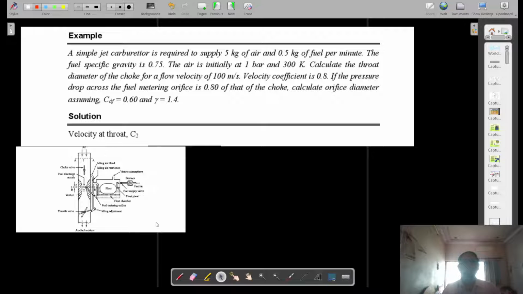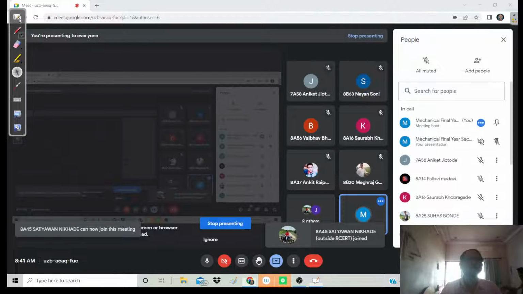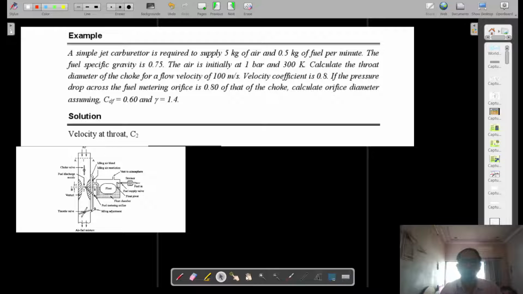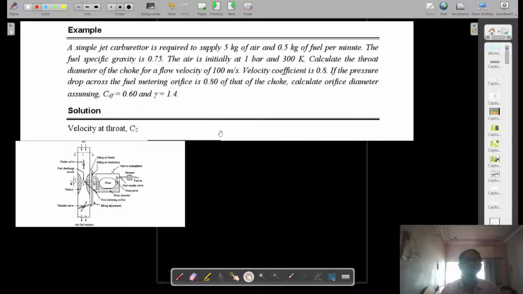So today we are going to solve a problem on the carburetor. It is a basic problem we need to solve so that if any such problem appears in the exam, you can solve it. This is a common problem which appears in most of the exams throughout India.